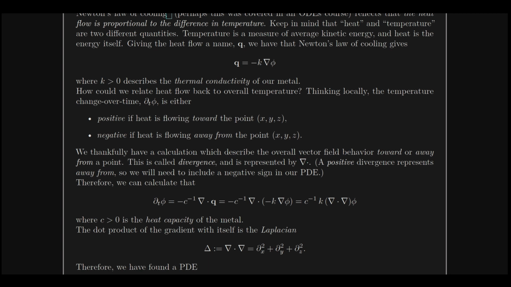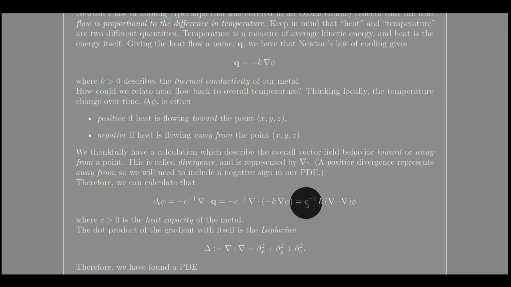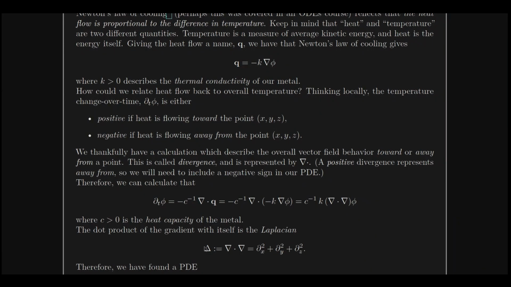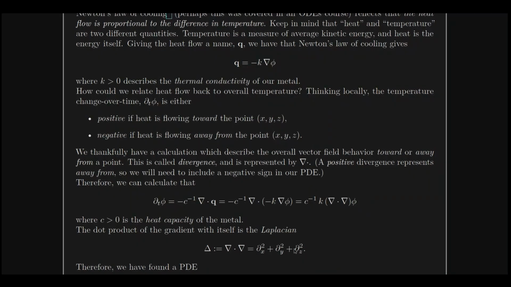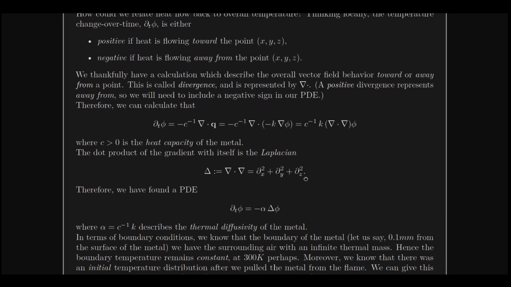And a positive divergence represents away from, so what we need to do is include yet another negative sign in our PDE. So we can calculate that the change in the temperature is going to be some proportionality constant times negative times the divergence of this heat flow. And if we compute all of that all the way out, what we get is that the change in temperature over time is now a positive quantity. And then you have nabla dot nabla, or the gradient dot product itself. That's going to give us the squares of the derivatives in each of the directions. This is called the Laplacian, and we represent it with delta. But we end up saying that the change in time of the temperature is proportional to the second derivative in space on phi.